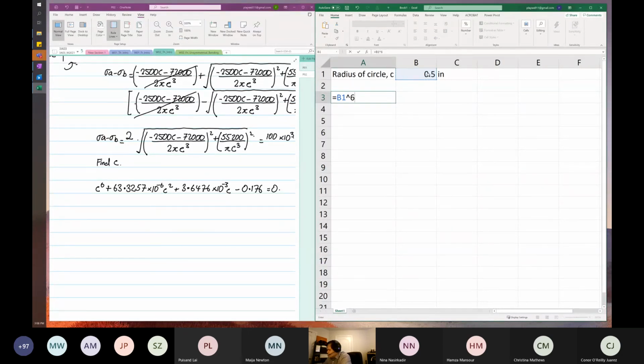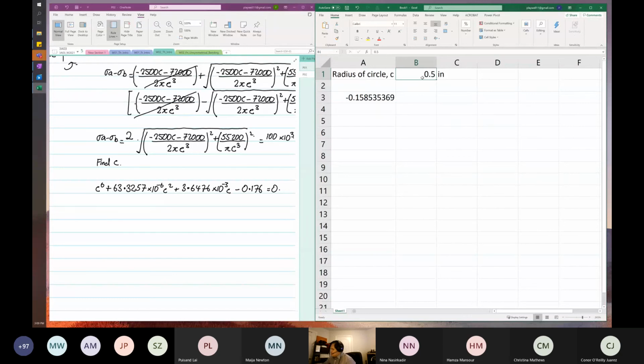to the power of 6 plus 63.3257 e to the minus 6 multiplied by C to the power of 2, then plus 3.6476 e to the power minus 3 multiplied by C, minus 0.176. So now the value is not equal to 0.